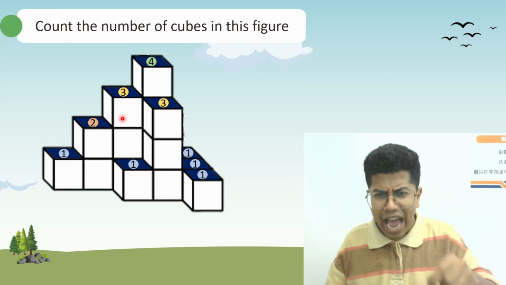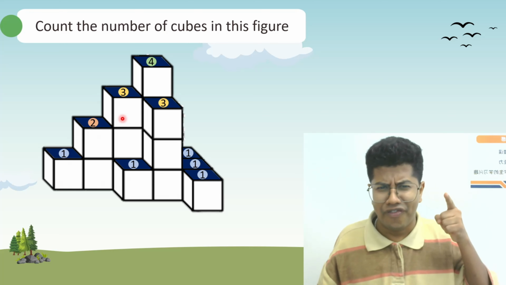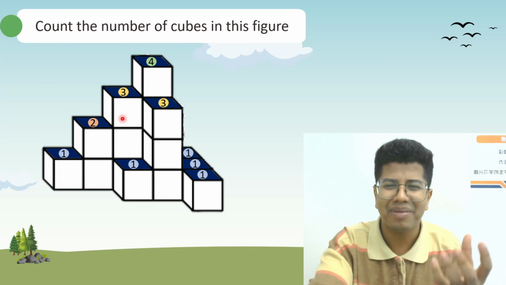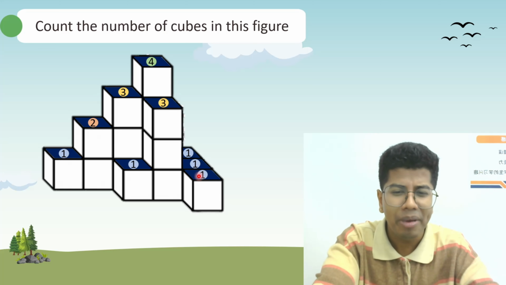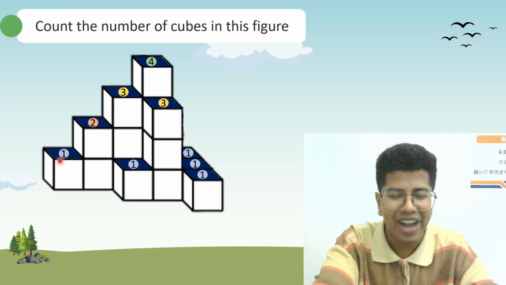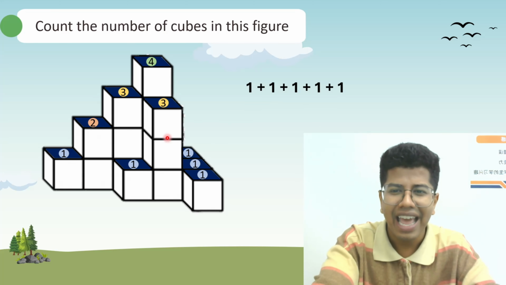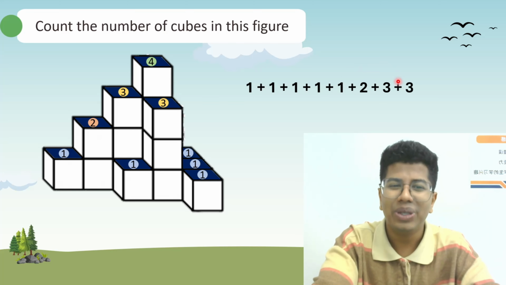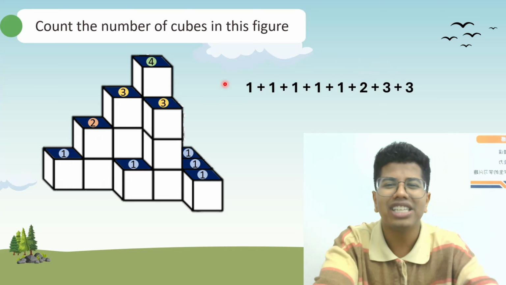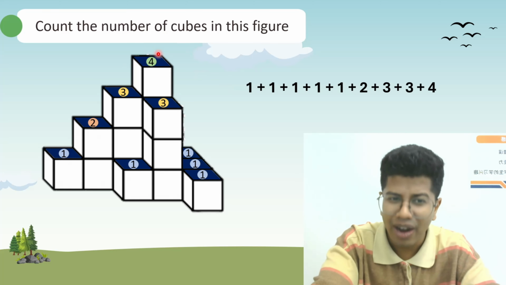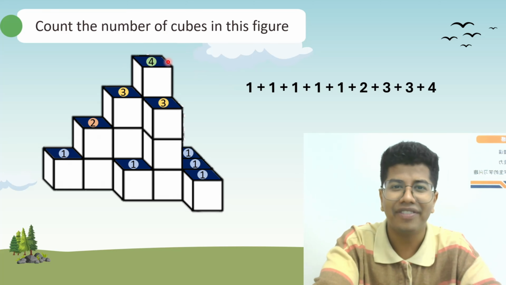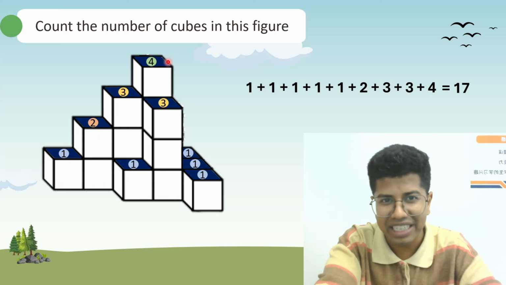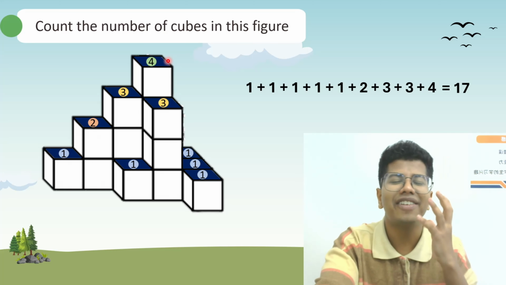So, how to find out the total number of cubes in this figure? Just add them. So, let's count 1. How many 1s are there? 1, 2, 3, 4, 5. So, it's 5 1s. And then, how many 2s? Just 1, 2. How many 3s? 2, 3. And how many 4s? Just 1, 4 here. So I will add all the numbers, and if we add, we get the total as 17. So what can we understand from this question?